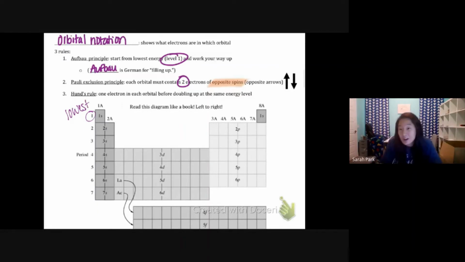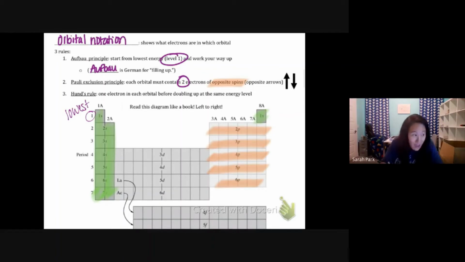So I'm going to start color coding some stuff so you can clearly see it. Here, the s orbital is right here. This is where the s orbitals are. So these are where the s houses are. You can think of it that way. Next are your p's. Your p orbitals are here. And then after that, you have your d orbitals that are here, right? And then your f orbitals are down here, okay?